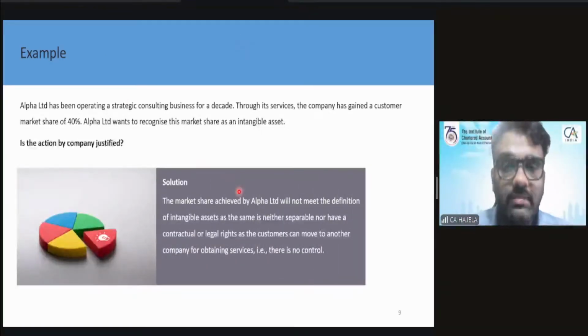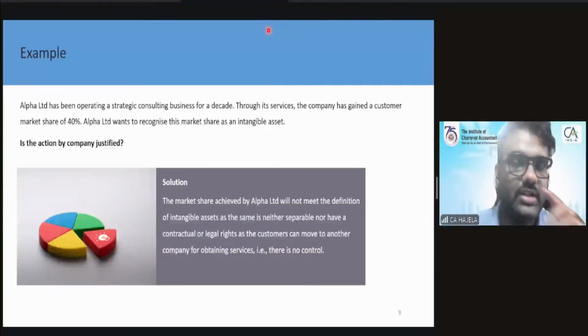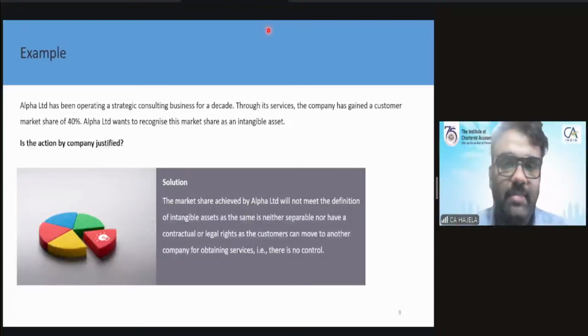It will not meet the definition of an intangible asset, as it is neither separable, nor contractual, nor a legal right that can move to another company. So I don't control this, right? There was another important characteristic of an intangible asset, that you control it. The same logic applies to your employees' performance. Though your employees are performing exceptionally well, you don't control that. You cannot sell it or lease it on your own wish. That is why that is not an intangible asset.